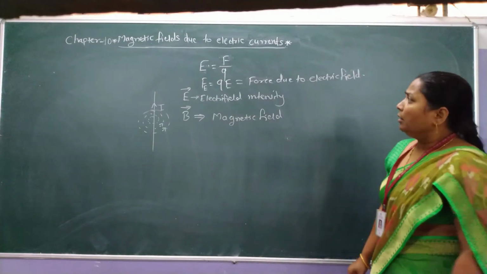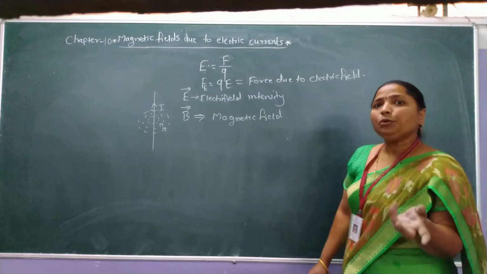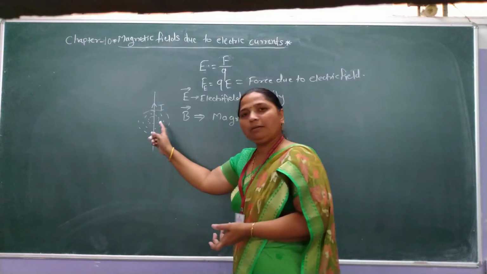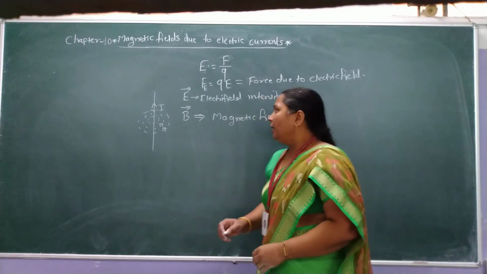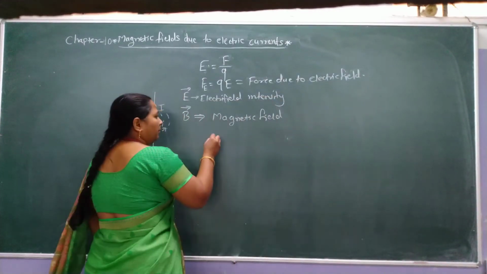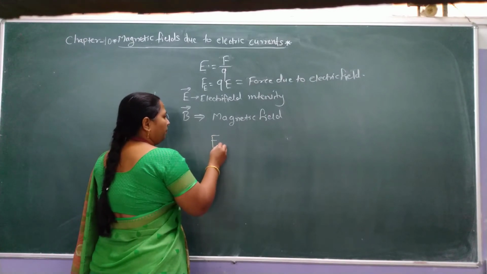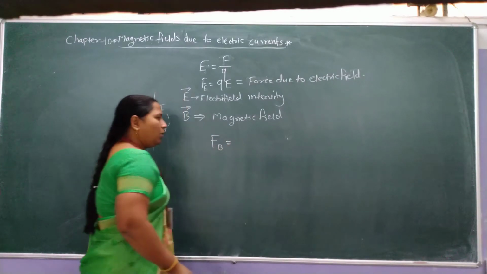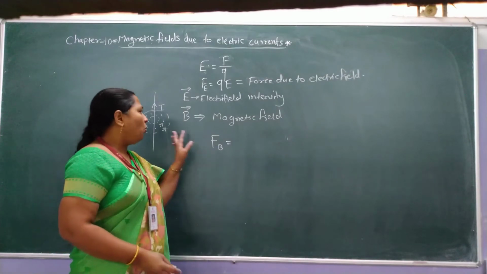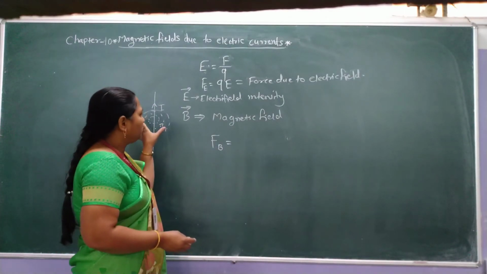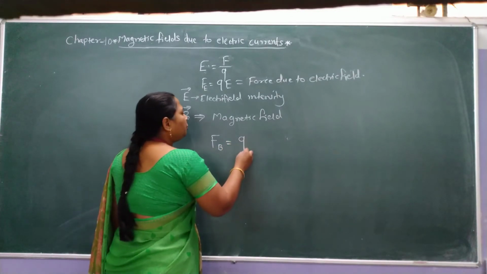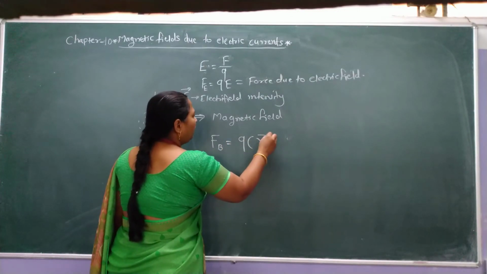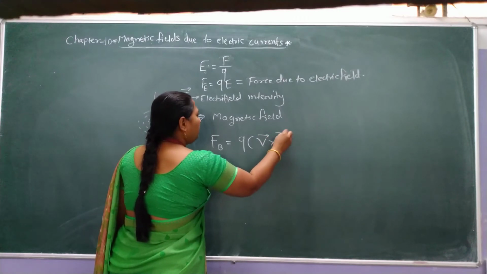And another force arises due to the magnetic field. The force due to the magnetic field is represented by Fb, which is equal to Q in bracket V vector cross B vector.